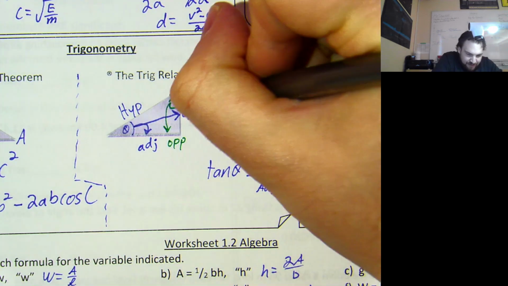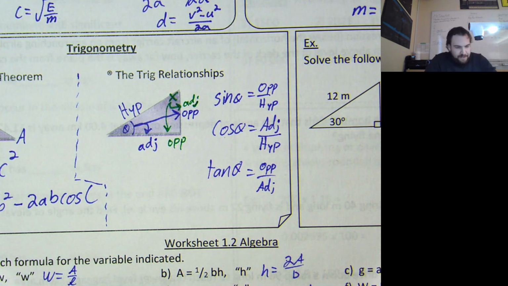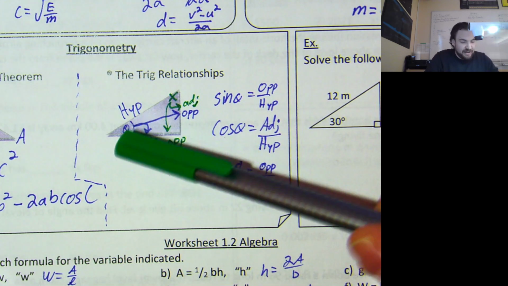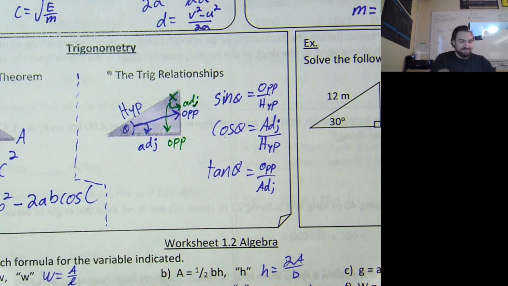When I teach it to my 9s, sometimes it's hard for them to wrap their heads around that opposite and adjacent can change. They're dependent on which angle you're looking at. They're not a standard, locked-in label that we give to these sides. So that's trig. I feel like you should have seen that in grade 9.